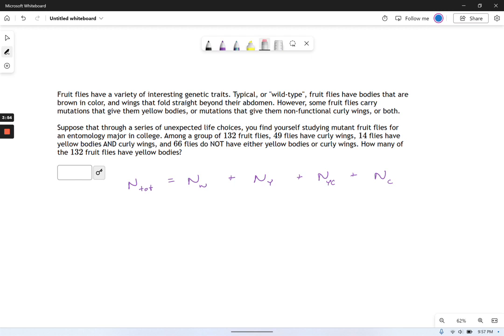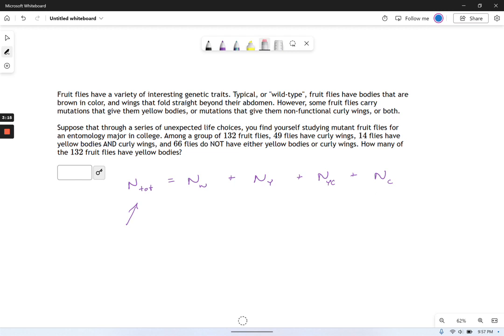And look at the equation that I've written here. The total number of fruit flies, N total, equals the number of wild type fruit flies. Remember what wild type means: they don't have any mutations. So it's the number of wild type fruit flies plus the number of fruit flies that have yellow bodies, plus the number of fruit flies that have yellow bodies and curly wings, plus the number of fruit flies that have curly wings only. Now, if you can figure out another type of fruit fly, it'd be news to me. There's only 4 categories: no mutations, one mutation, the other mutation, or both mutations.